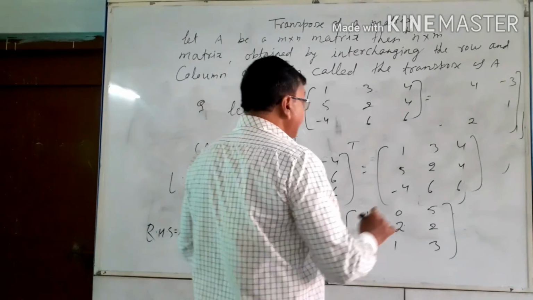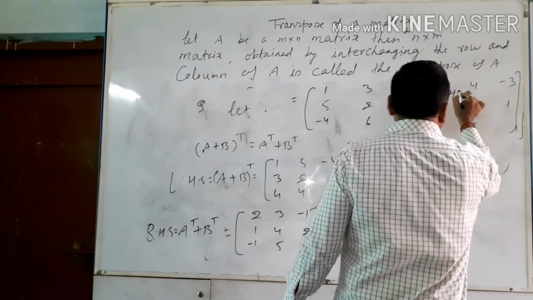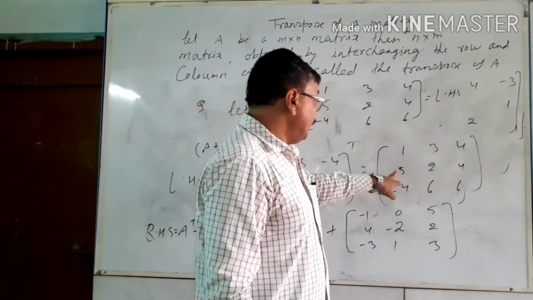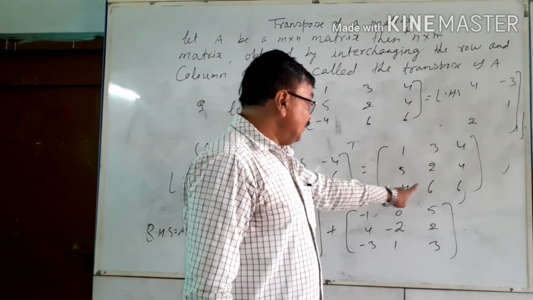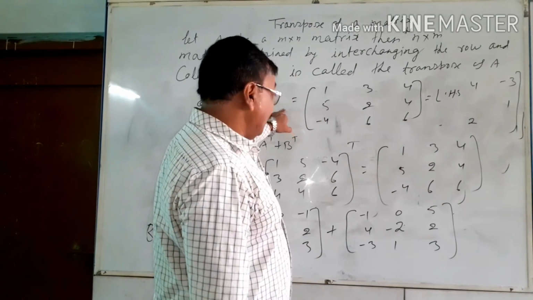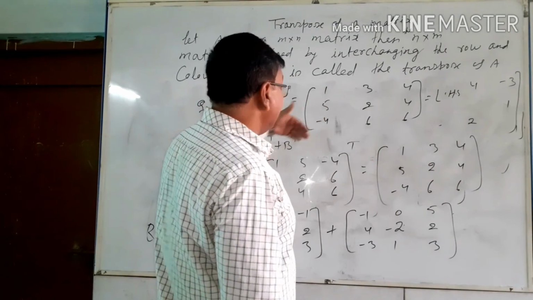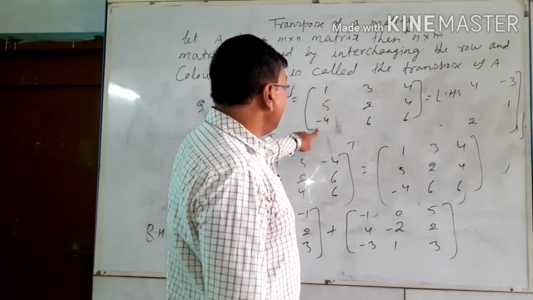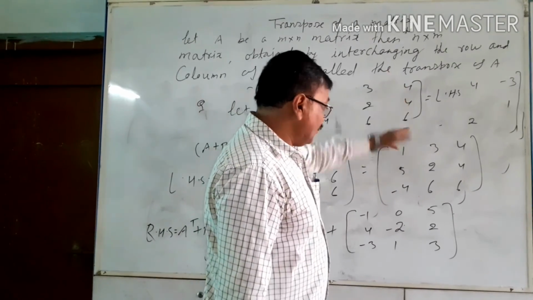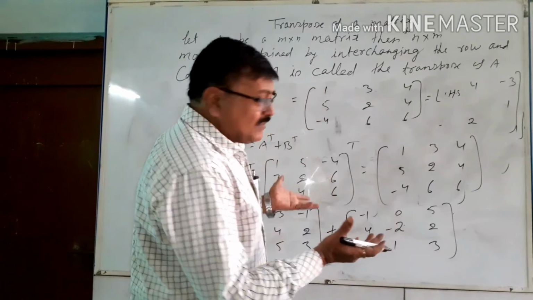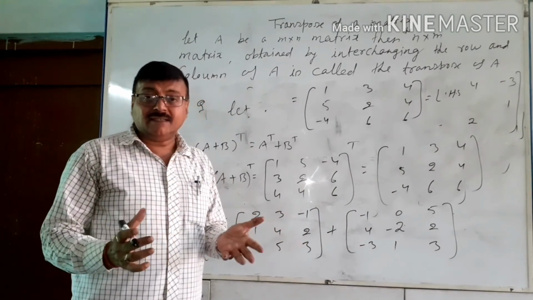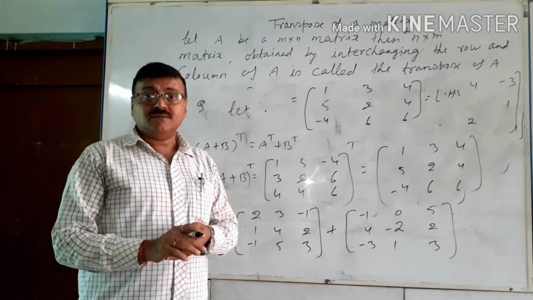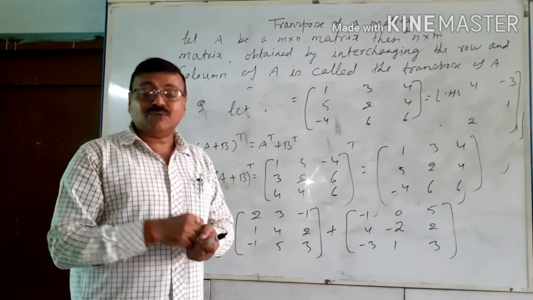Are you observing here? LHS is 1, 3, 4, 5, 2, 4, minus 4, 6, 6, and that is the LHS, and it's the RHS. RHS is also 1, 5, minus 4, 3, 2, 6, 4, 4, 6. So it's very easy, and I think for transpose you can solve more from your textbook.